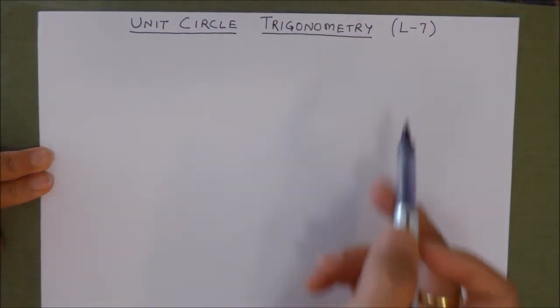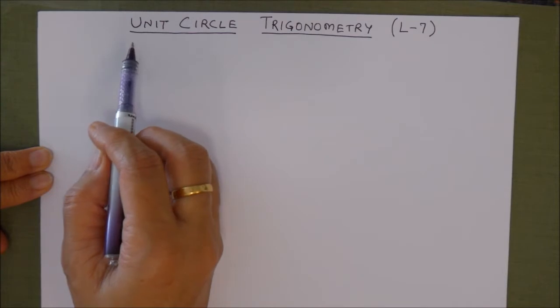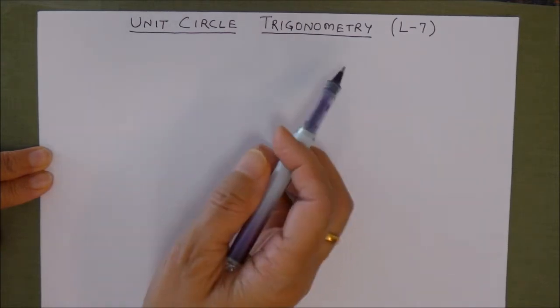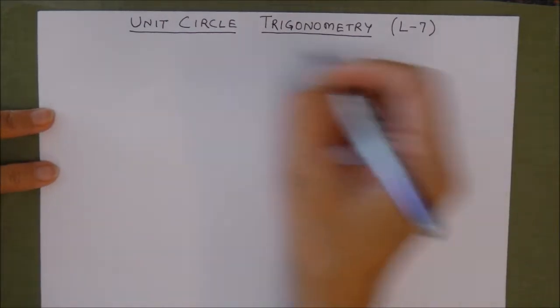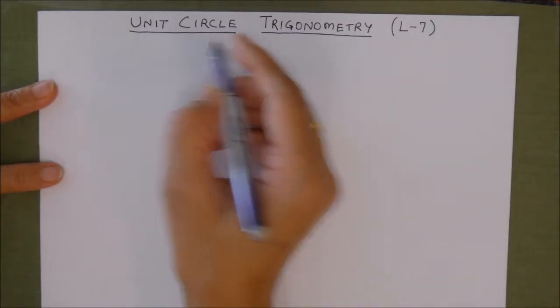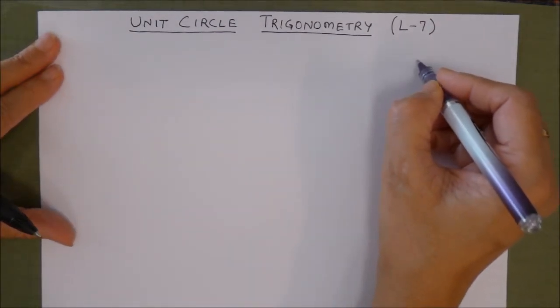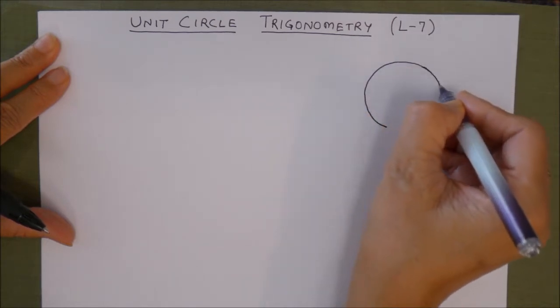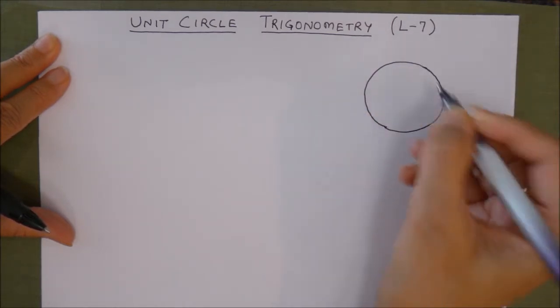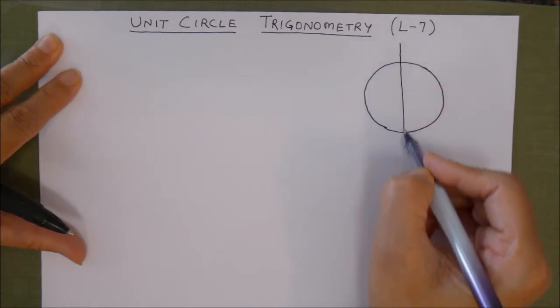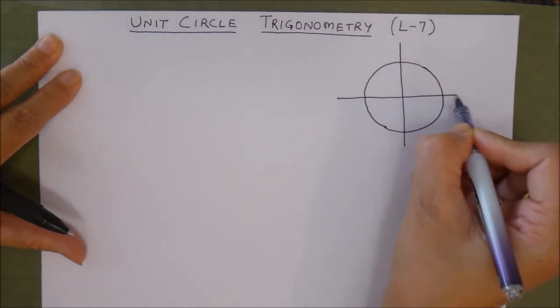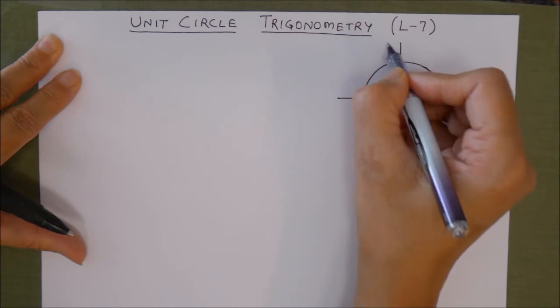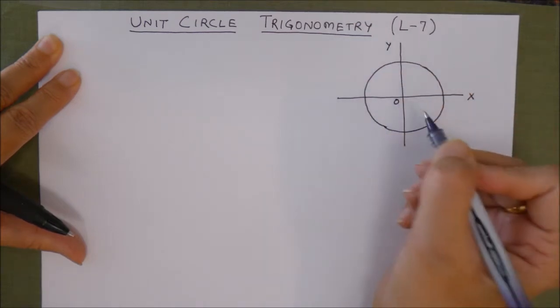Hi guys, in lecture 7 we'll discuss the use of unit circle in trigonometry. So first we take a unit circle. Unit circle means the radius is 1 unit. So we draw a circle with radius as 1 unit and we draw the x and y axis. The center is at origin.